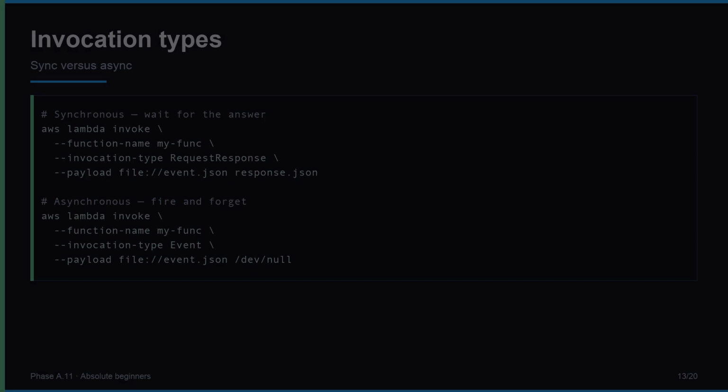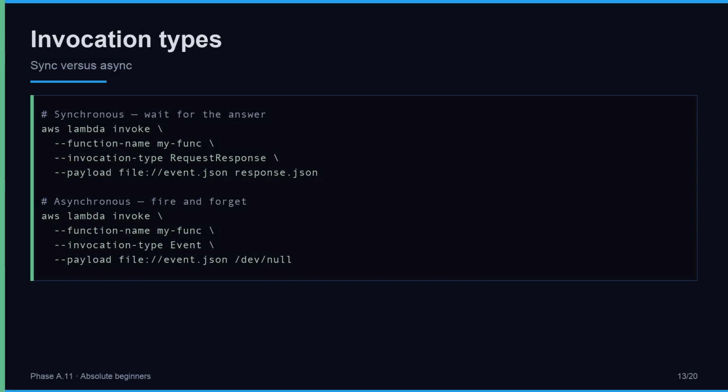What comes back? Lambda supports two invocation types. Request response is synchronous: your terminal waits until the function finishes, then prints the status and writes the response. Event is asynchronous: AWS accepts the payload and returns immediately, and the function runs later. With event, there is no response to read, so we send the output to /dev/null. The default when you omit the flag is request response.